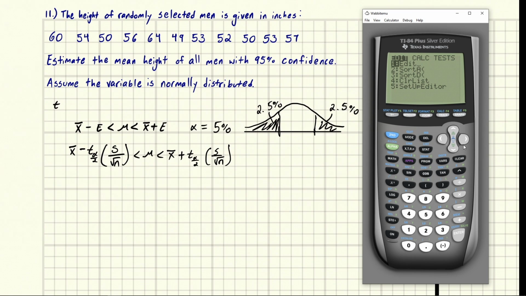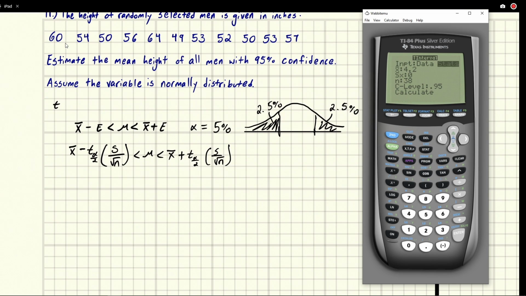So we're going to go to Stat, and then to Tests. And if we scroll down here, we're going to look for an interval. We see a Z interval already, but we don't want a Z interval. We want a T interval. So number 8 is going to be what we want.